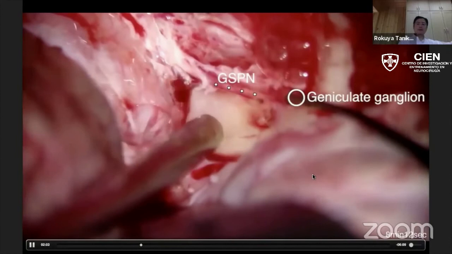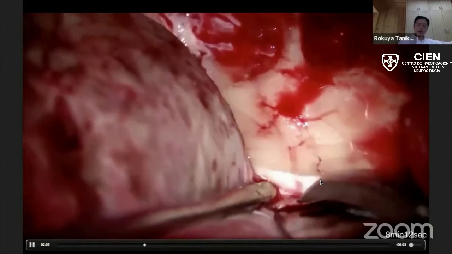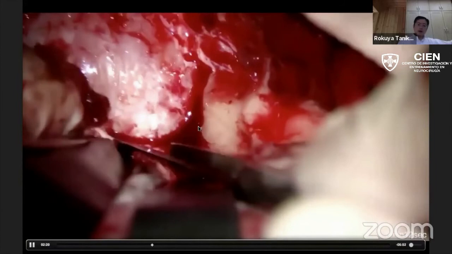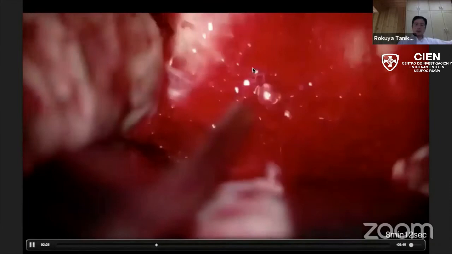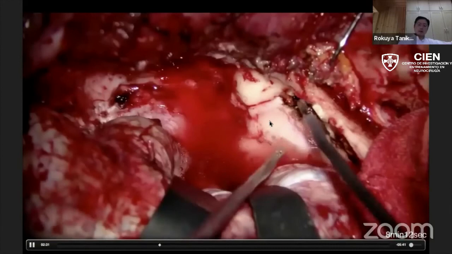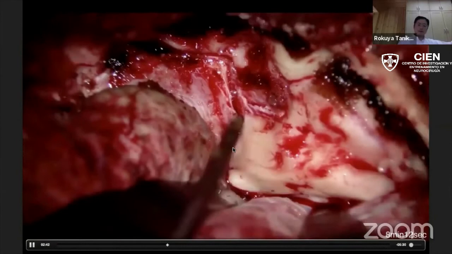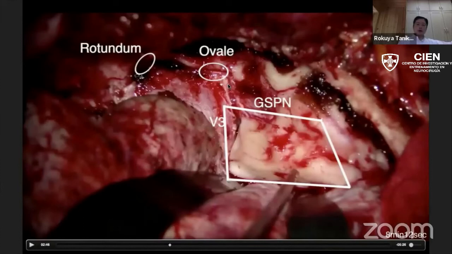And dura is elevating from the temporal rhomboid. So here is the posterior border of V3. Here is the beginning of Meckel's cave. And here is the posterior point of the trigeminal foramen. I am getting hemostasis after elevating the temporal dura. So here is Meckel's cave. Now you can see here, this is the temporal rhomboid. This is the posterior border, foramen ovale, petrous edge, arcuate eminence, GSPN. And the foramen rotundum, ovale, this is V2.